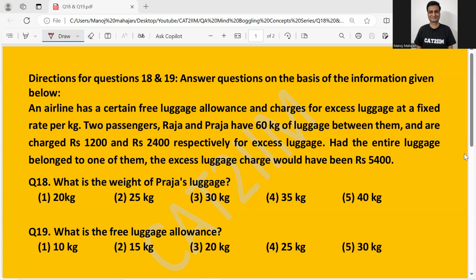Today we are going to discuss a very good problem which appeared way back in CAT, and we are going to look at two different methods, and you should definitely enjoy those methods.